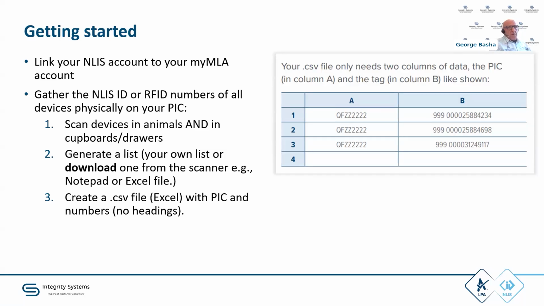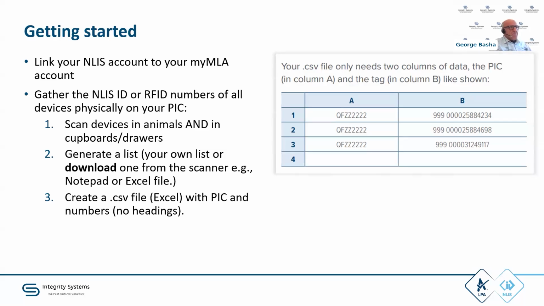So the first thing you need to do for your PIC reconciliation is get in all the tags. So you want a list of every single tag or device or EID, whatever you want to call it, together in one list. So these are all the devices on your farm that are in animals' ears, that they're used or they're unused. That is, they're brand new, still in the drawers, cupboards, in the utes, in the sheds, wherever they happen to be.